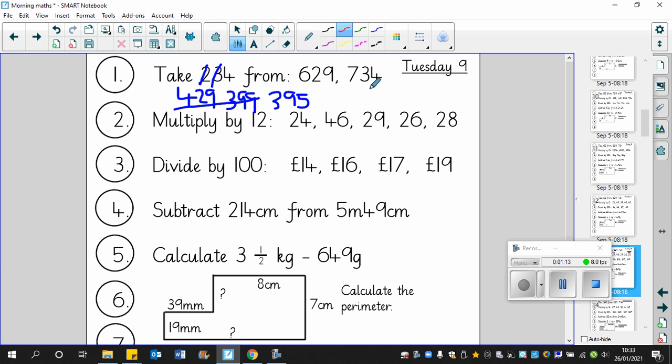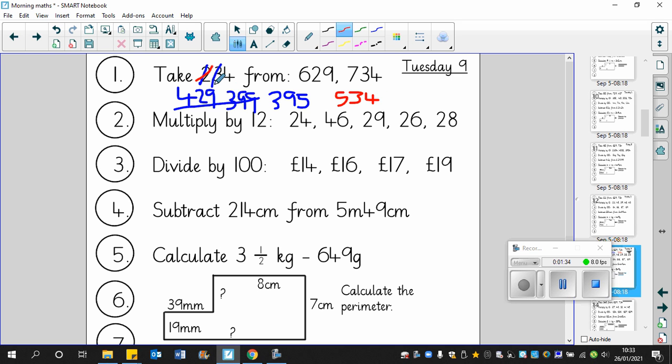The next one, 734, hopefully you can straight away see that this is actually going to be quite straightforward. So let's first of all take away 734, let's take away the 200, so let's take away the 2, which leaves us with 534.